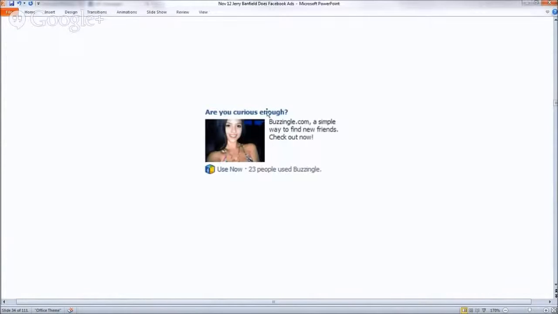I love this ad. This came up on my newsfeed. Are you curious enough? With a picture of an attractive girl, a website, and an app. Now, what is wrong with this ad? Any ideas what's wrong with this ad?